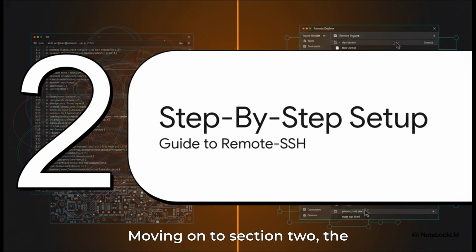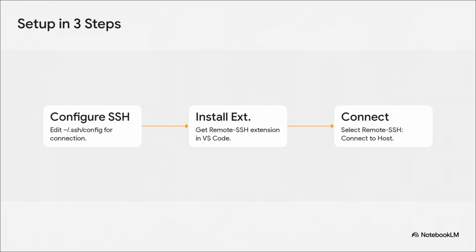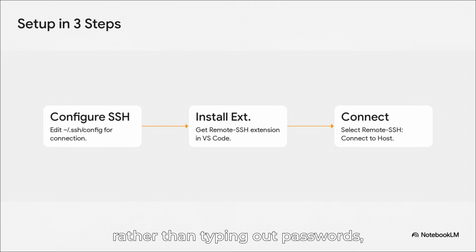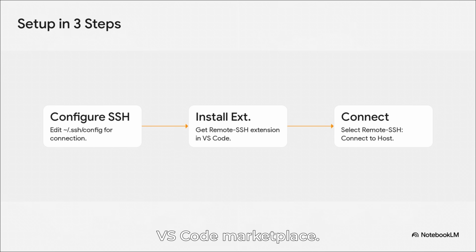Moving on to Section 2, the step-by-step setup guide. Getting this running is incredibly fast. There are really just 3 straightforward steps here. First, you set up your SSH configuration file, and we highly recommend using key-based authentication rather than typing out passwords, just because it's far more secure and way more convenient. Second, you simply grab the official Microsoft Remote SSH extension straight from the VS Code Marketplace. And third, you initiate the connection right from the command palette by pressing F1 and typing remote-ssh connect to host. It honestly is that simple.